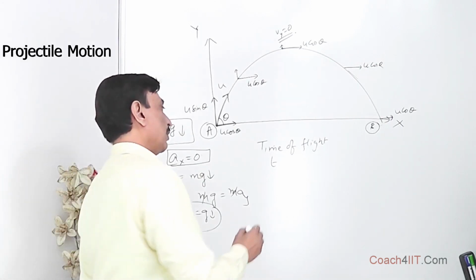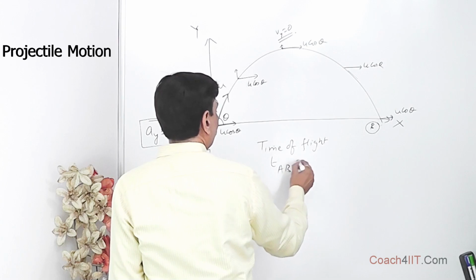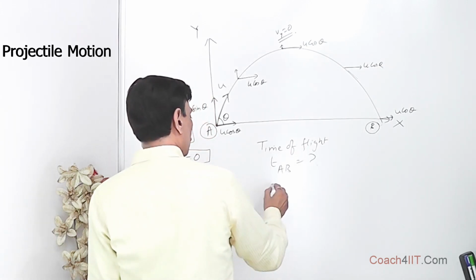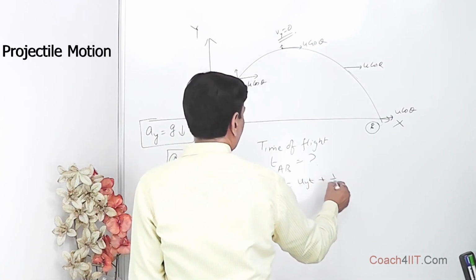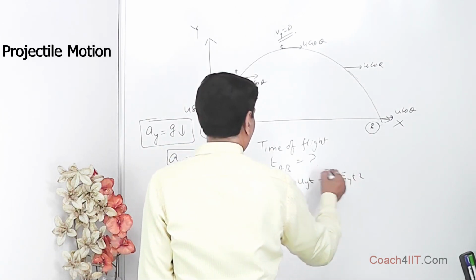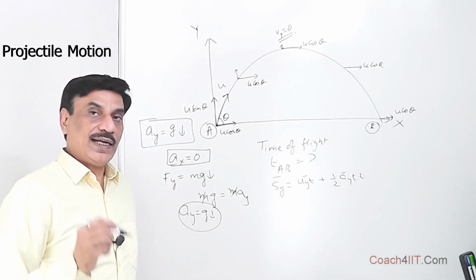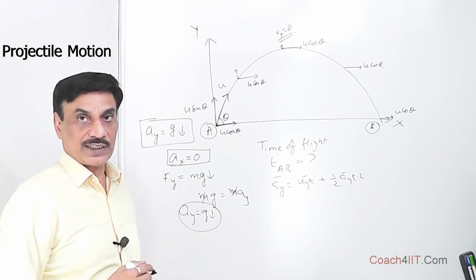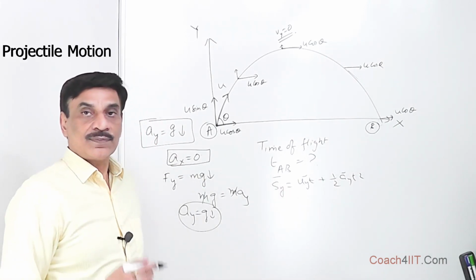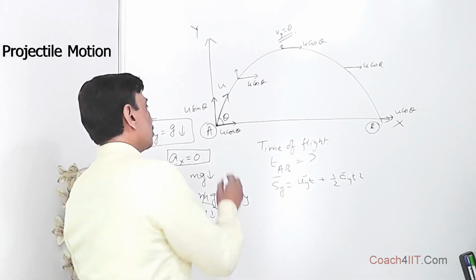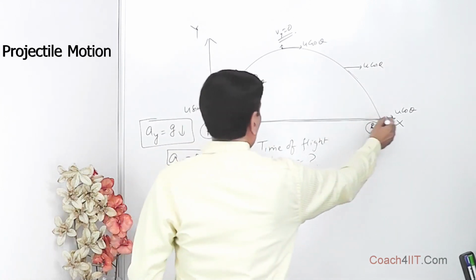If you have to find the time of flight, that is the time from A to B, this is a scalar quantity. So we use the equation Sy is equal to Uy t plus half Ay t square. Let's see how we can apply this equation of kinematics to find the time of flight of this projectile. Sy is the displacement on the y-axis. What is the displacement on the y-axis? It is 0 because the y coordinate of both points is the same.